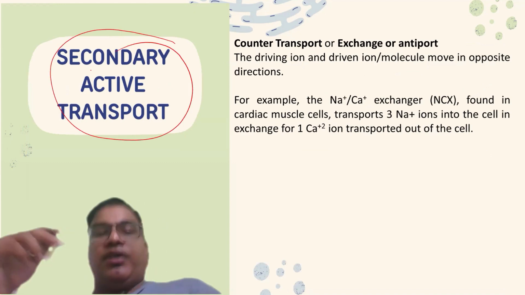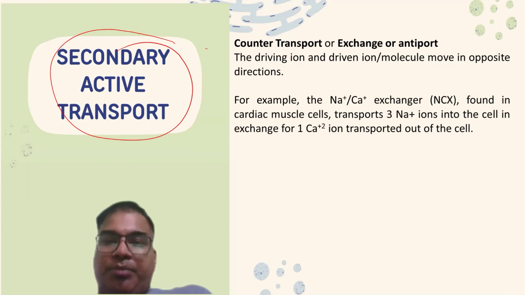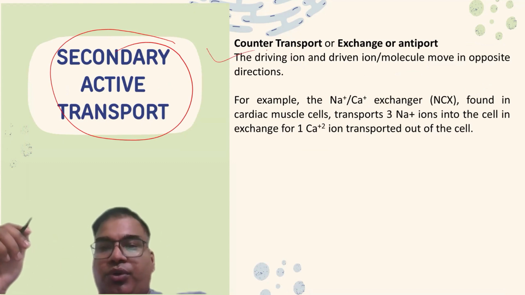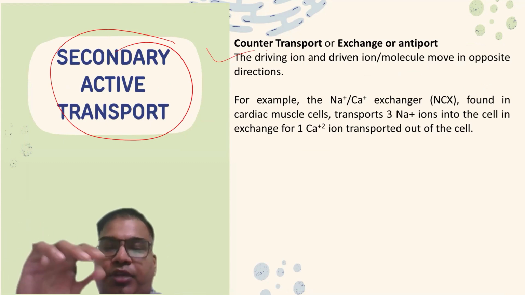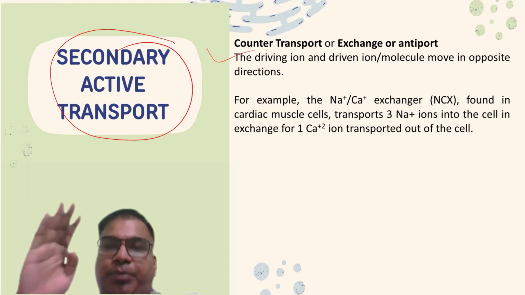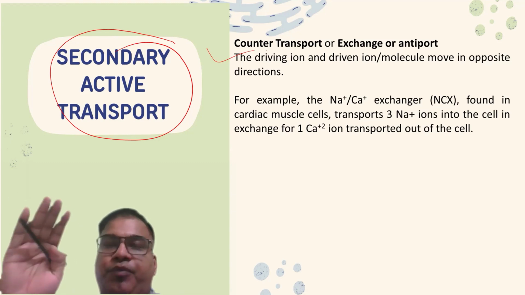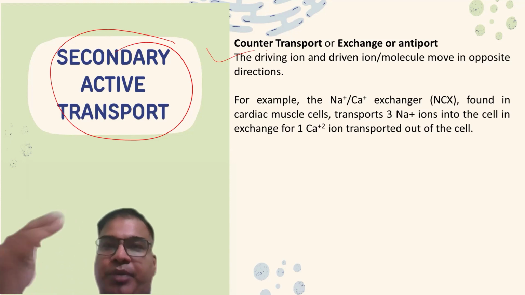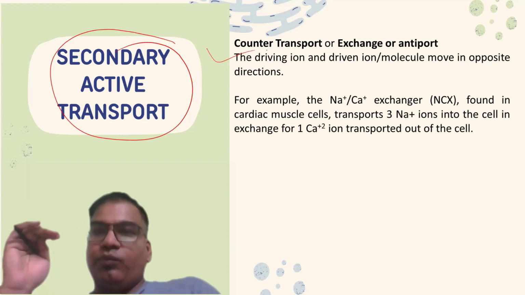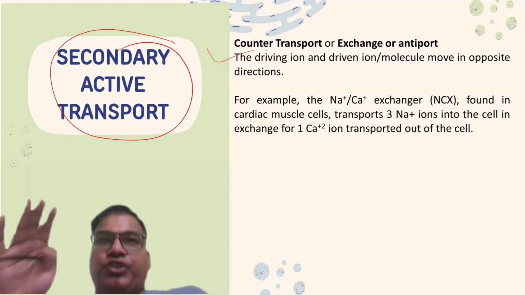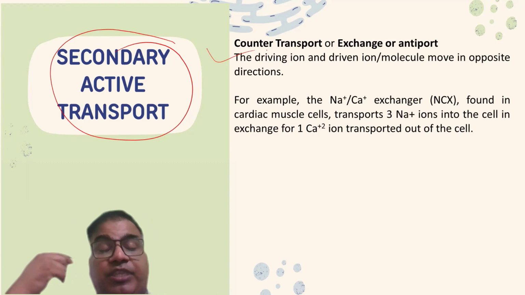So in secondary active transport, another example is the counter transport or exchange or antiport. Till now we have studied primary active transport, in which energy was specifically used for the transport of a particular molecule, like sodium potassium ATPase. ATP energy was used in the movement of sodium and potassium. Sodium was moving outside the cell, potassium was moving inside the cell, and it was responsible for the generation of potential difference, which we usually call the resting membrane potential.